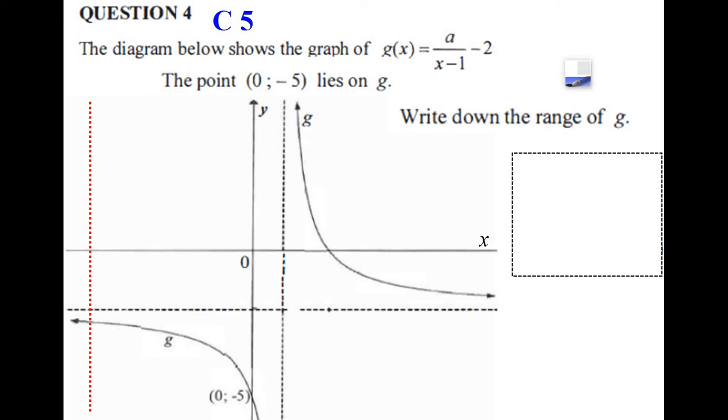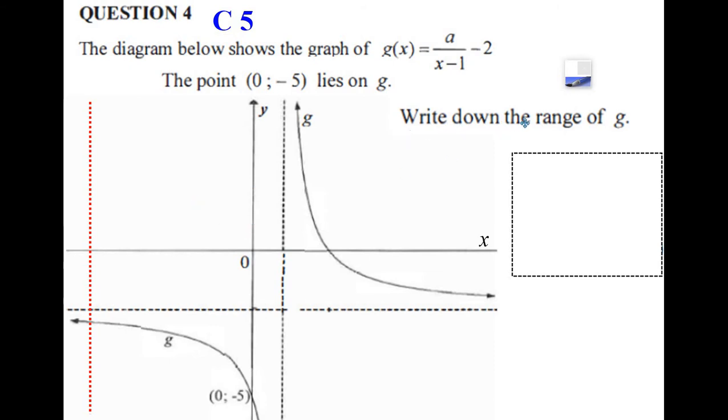This time we're going to look at a hyperbola question, and here it is. It says g of x is equal to a over x minus 1, minus 2. And it says that there's a point when x is 0, y is minus 5, and it lies on g. Well, the first question, let's take a look here.